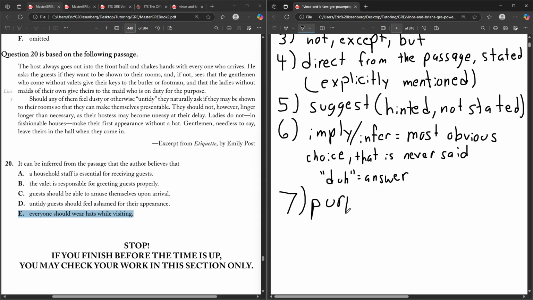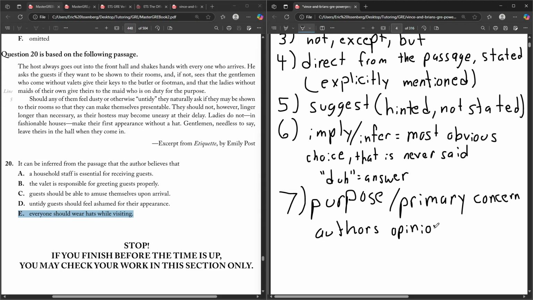So purpose, primary, concern, author's opinion. If you've ever seen these, this is just equal to the main idea. Okay. Now, along with that, let me explain the main idea.